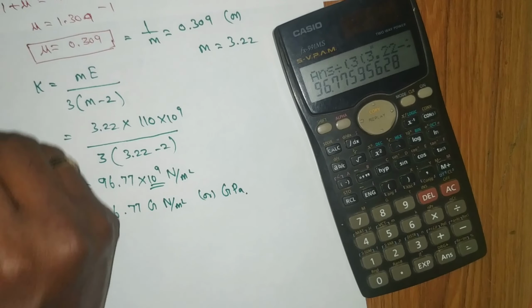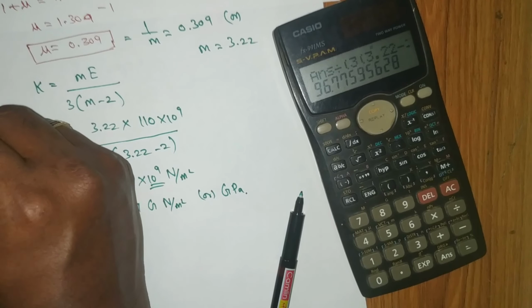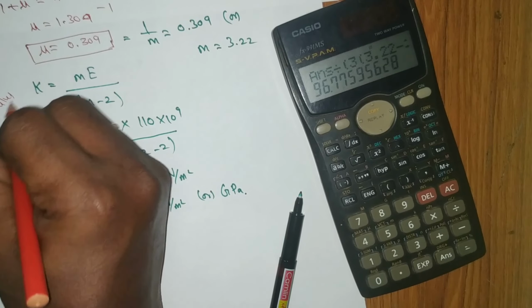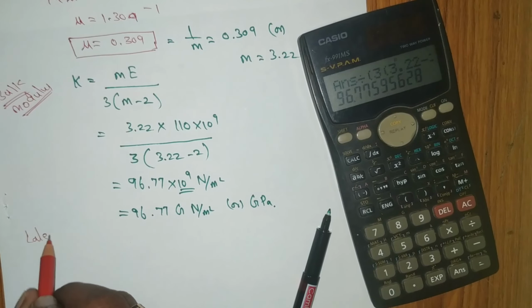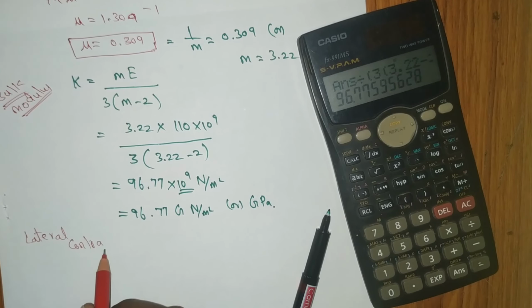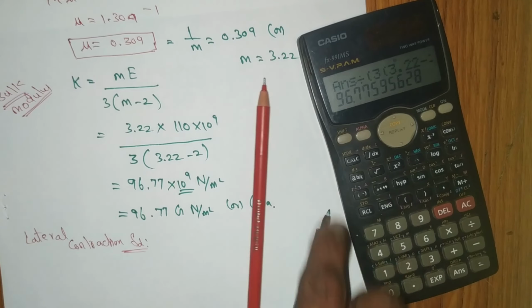So second, we need to find out the lateral contraction. The K value is the bulk modulus, which we have found. Now we need to find the lateral contraction, delta D.